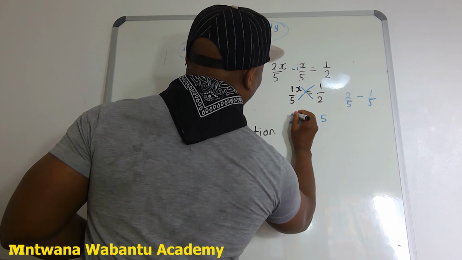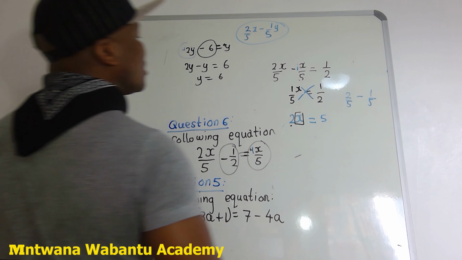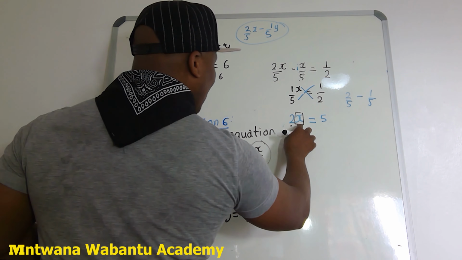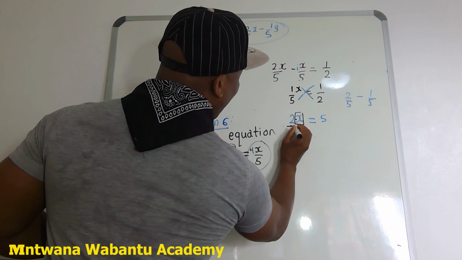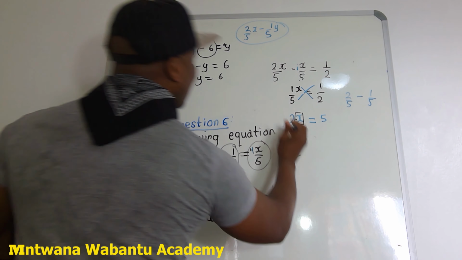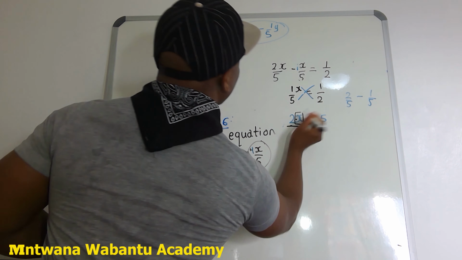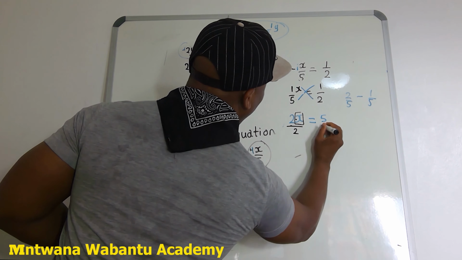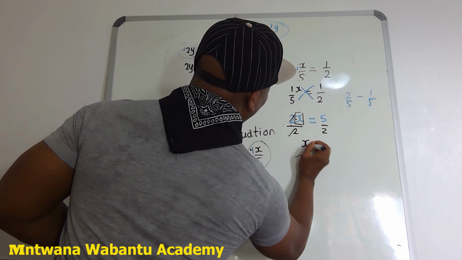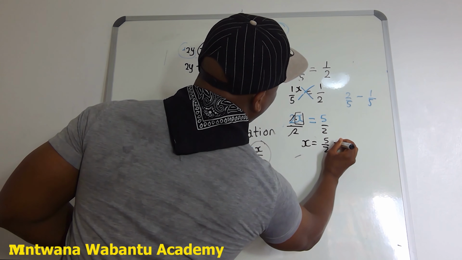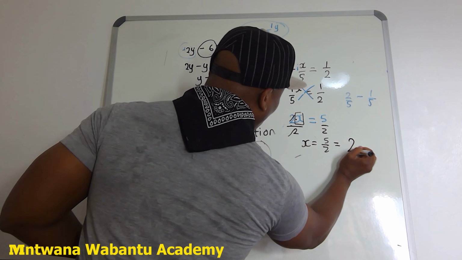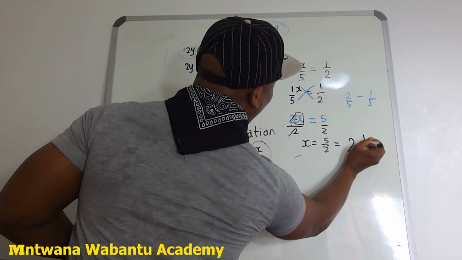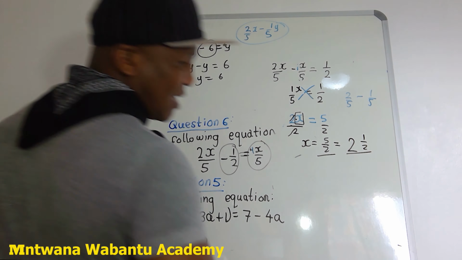Because if you want to get the value of x, it means you don't need this 2. You need only x. So if I don't need this, what am I going to do? Remember this is multiplication. So if there's multiplication, you divide to get this x. So divide by 2 and divide by 2. This and this cancel. So x equals 5 over 2. Or you can simplify. How many 2s in 5? There are 2, which gives us 4. So we are left with 1 over 2. So the answer can be this or that.